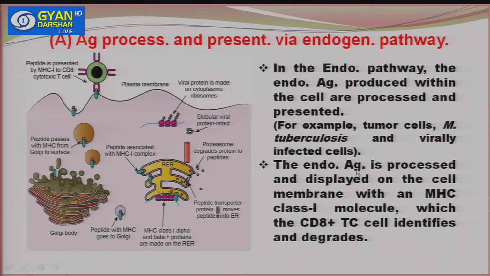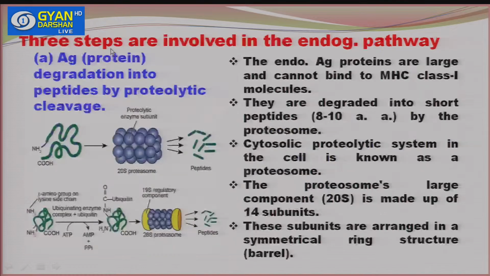The endogenous antigen is processed and displayed on the cell membrane with an MHC class I molecule, and the CD8 positive cytotoxic cells identify and degrade it. So finally it is displayed, or it will degrade the pathogens. There are three steps involved in the endogenous pathway. So I want to discuss them one by one.